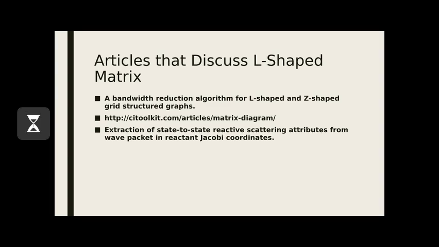The second article that I got was a matrix diagram from the CI toolkit. This was not a peer-reviewed article, but I thought it had some good information that was relevant to this matrix. And the third one was the extraction of state-to-state reactive scattering attributes from wave packet. It was pretty much a chemical reaction scatter plot. That was done by Zegon, Hu, and Zane. So those are the three articles that I used in this project.